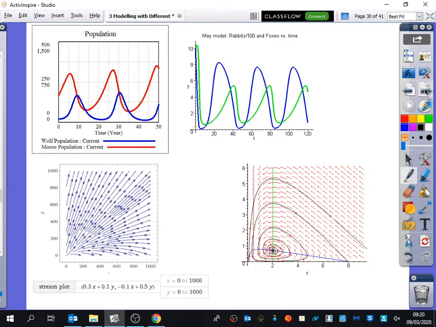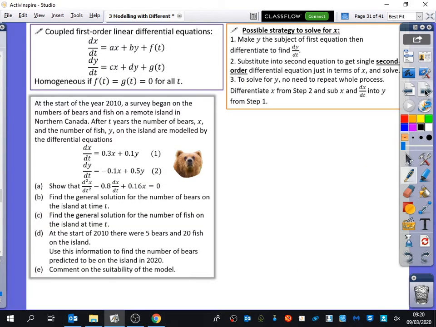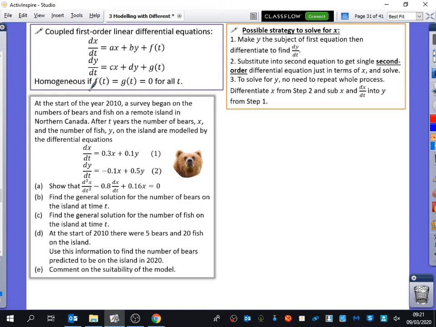What we're going to do though, we won't really be doing any of this stuff with these graphs. We're going to be trying to think about actually just how we solve these coupled differential equations that we've got here. So here, this is the definition of what they look like. They are homogeneous if f of t and g of t are both equal to 0.